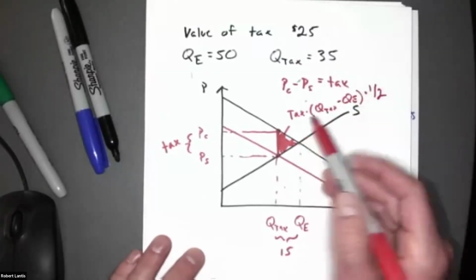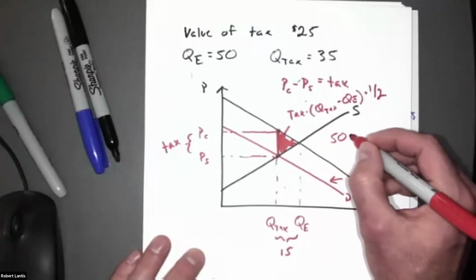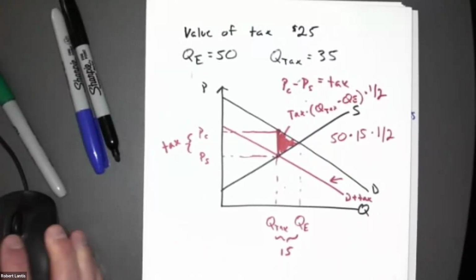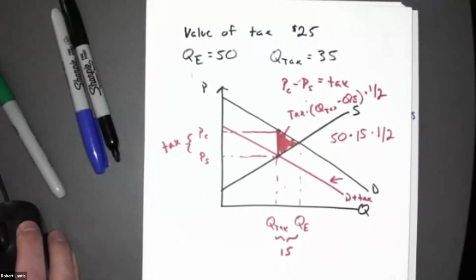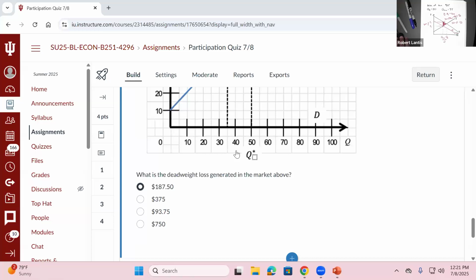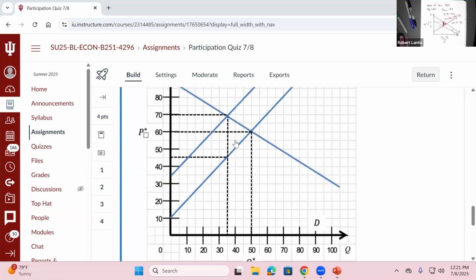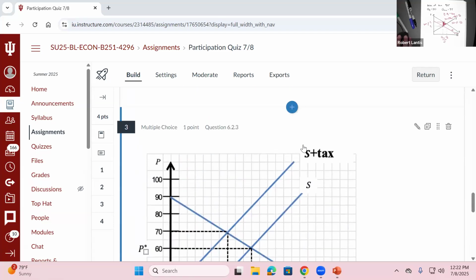So if I take this here, it should be what? 25 times 15 times 1/2. Sure enough, even if it was the same tax, if I go ahead and compute that, I should get 187.5. That's exactly what I would get if that tax was also on the producers.